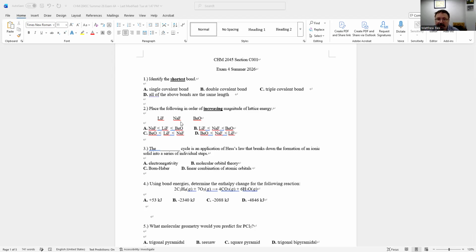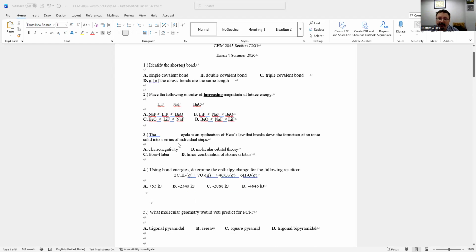And then between lithium and sodium fluoride, we're looking at the size of the atoms. Lithium is higher on the periodic table than sodium, so it should be smaller. That means it can get closer to the fluoride, so we'll have a stronger lattice energy there, whereas sodium's a little larger, so it can't quite get as close. So sodium fluoride would be our smallest lattice energy, followed by lithium fluoride, then beryllium oxide.